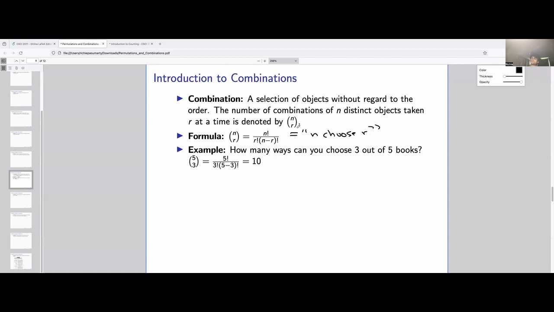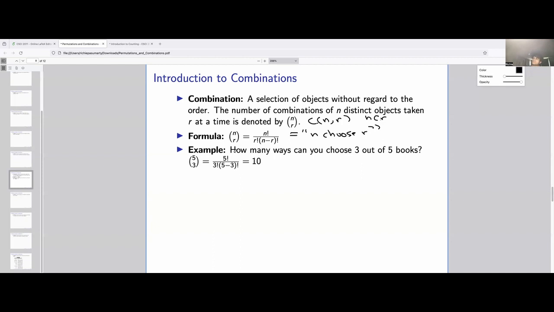In my opinion, this is the most common way in which people write it, and it's my preferred way of writing it, but you'll also see people write it like C of n comma r. And you'll see people write it like nCr. These are other different ways to write it.